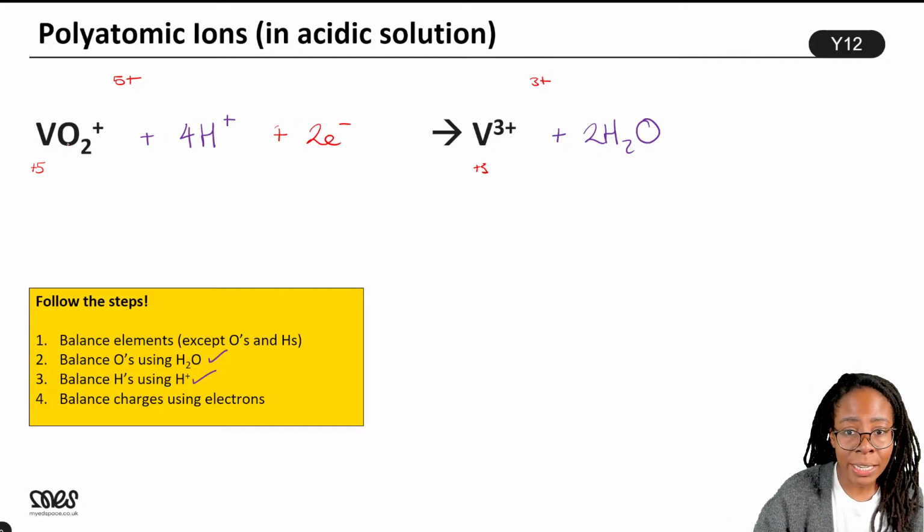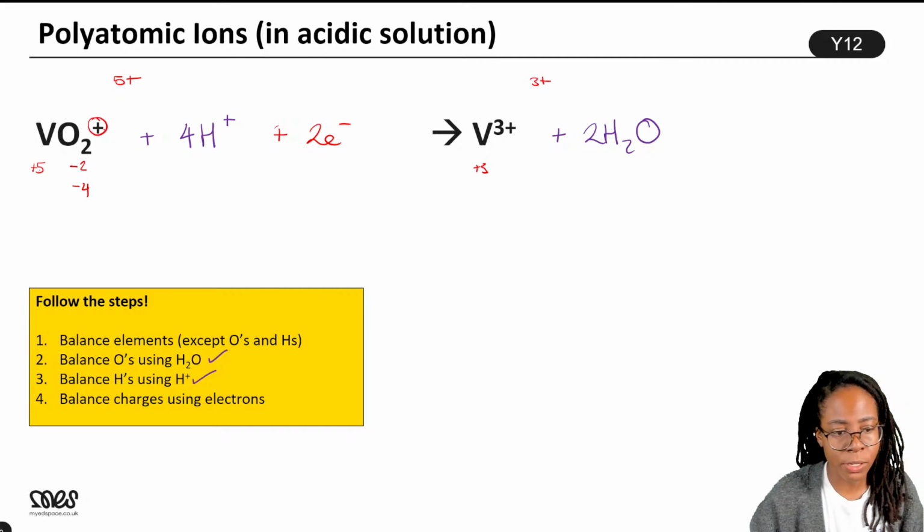Remember our oxidation states, oxygen is -2. There are 2 of them, so contributing -4. The overall charge of the ion is 1 plus, so +5 -4 gives us 1 plus.